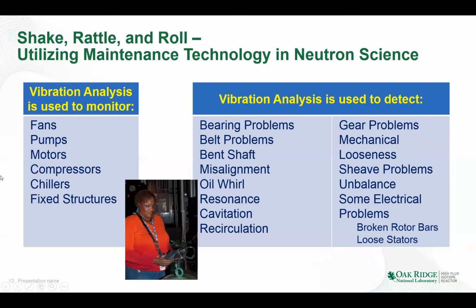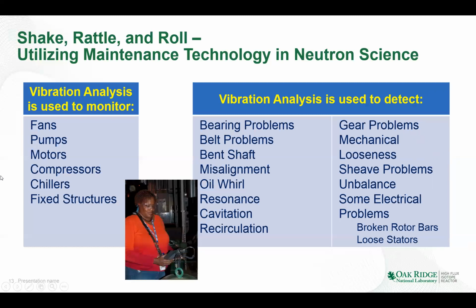Vibration analysis is used to monitor almost anything that rotates, from fans, pumps, motors, compressors, chillers, mixers, just a bunch of stuff. And what vibration analysis can detect is bearing problems, belt problems, shaft problems, misalignment, oil whirl, resonance, cavitation, recirculation, gear problems, and a bunch more that I won't read.